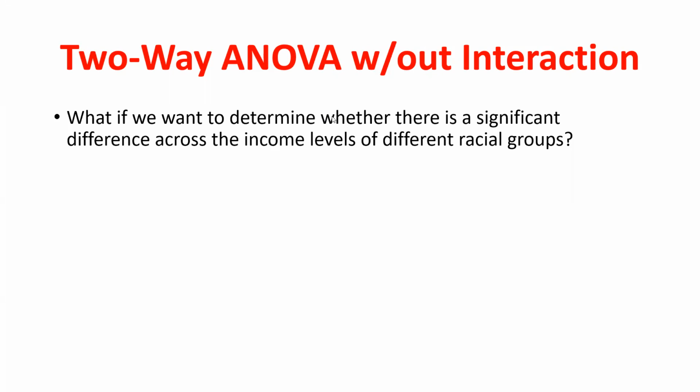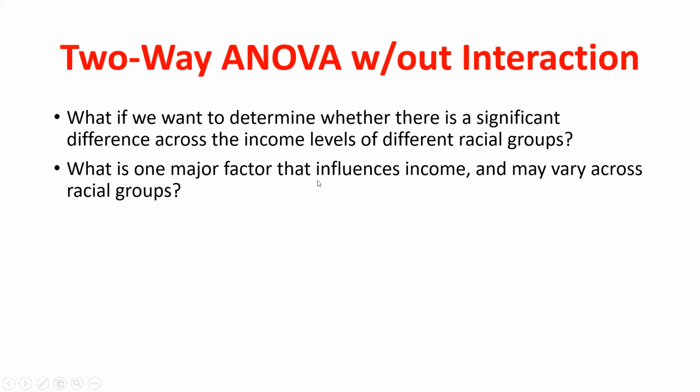So let's say I might want to test for whether or not there's a difference in income levels across different racial groups, right? I might be concerned with racial inequality in terms of income. So it seems like a pretty relevant example. But one thing that I also know really influences income, and because of our nation's history might vary across different racial groups, is education levels, right? So if I have different education levels across racial groups, well then, of course I'm going to see differences.